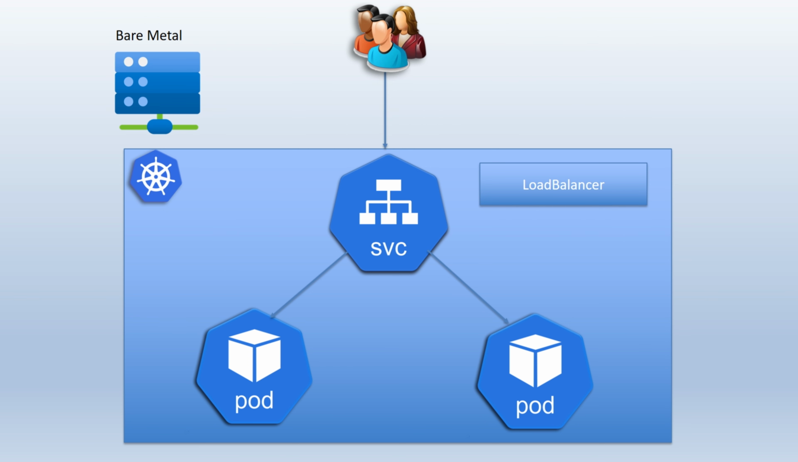But what happens if your cluster isn't in the cloud? Let's say you're running it on your own servers, maybe in a data center or even at home. You create a LoadBalancer service and nothing happens. No IP address, no traffic, no magic. That's because Kubernetes has no built-in way to create a load balancer on bare metal. There is no cloud provider to talk to.